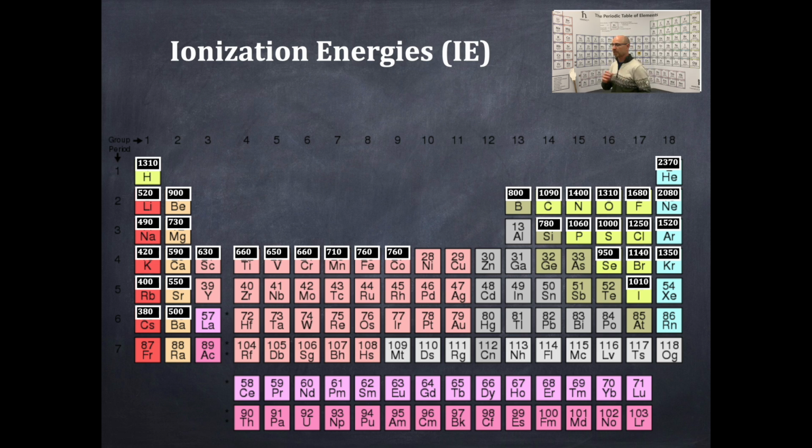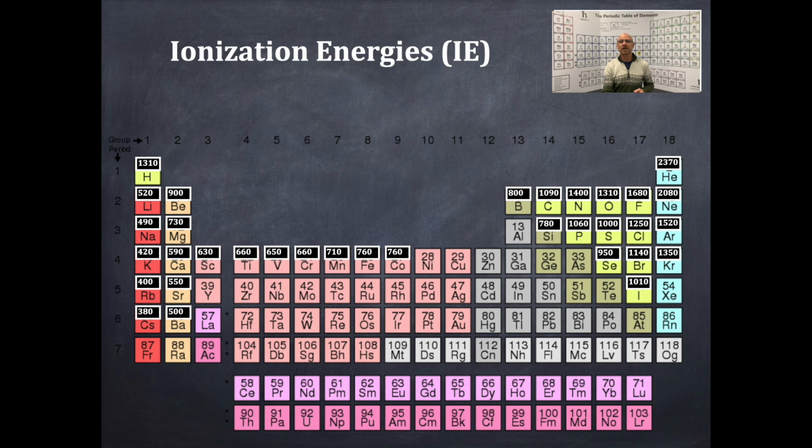So just to recap, as you go down a group, they are decreasing. As you go to the right within a period, they are increasing. So down a group, let's try that out. Down a group, down a group, decreasing. To the right within a period, increasing for ionization energy.